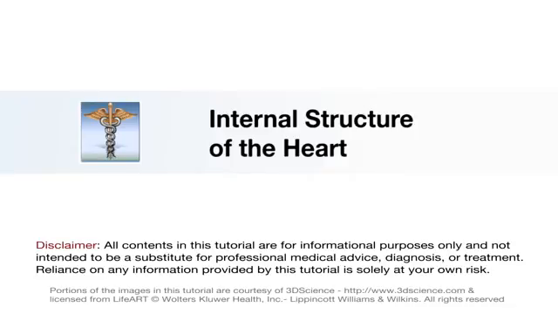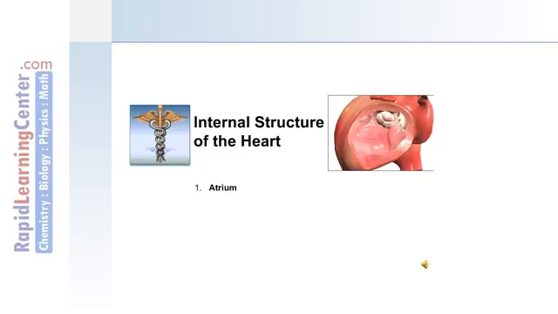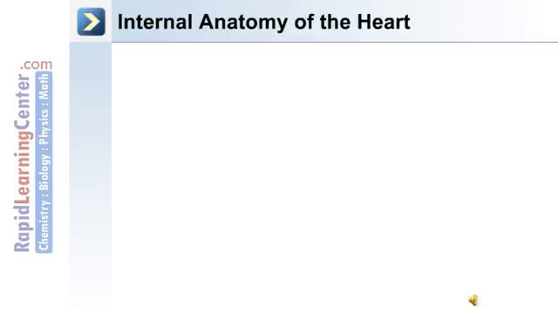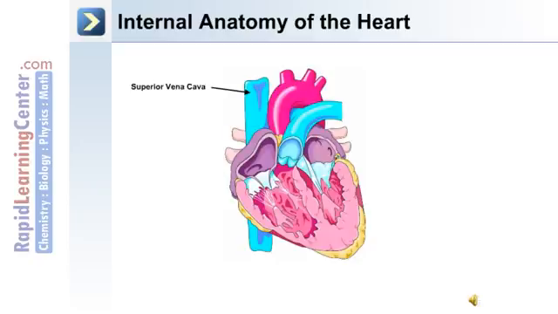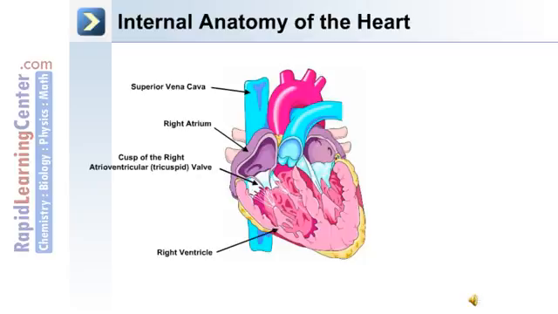Now move on to discuss the internal structure of the heart, including the atrium, the ventricle, and the heart valves. Let's use this image to review the internal anatomy of the heart. Blood is returned to the right atrium through the superior and inferior vena cava. The right atrium and the right ventricle are connected through the atrioventricular valve or the tricuspid valve.